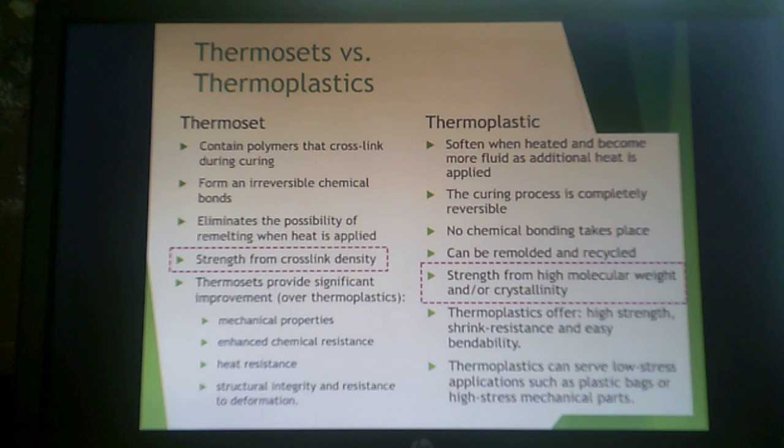If they are amorphous, then they're clear. If they're semicrystalline, then of course they are translucent or opaque in their natural state. An amorphous plastic can be made opaque, of course, by introducing colorants or other additives.